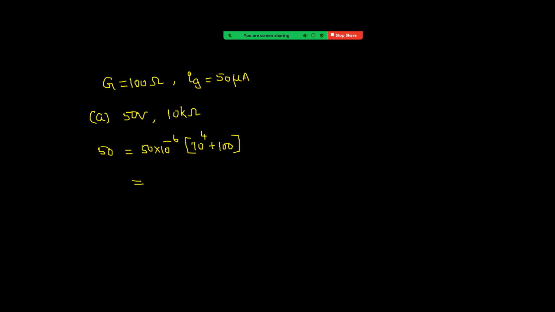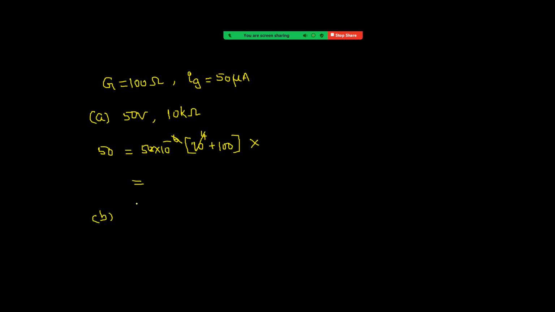So 10 power 4 and one more zero, 10 power 5. The remaining is 10 power minus 6. So it is now 5 into 10 power 5, remaining is 10 power minus 1. Therefore it is now 5 into 10 power minus 1. So the first option is not correct. Okay, it is not matching.